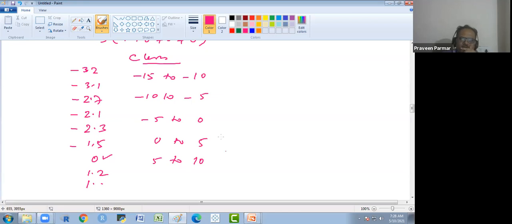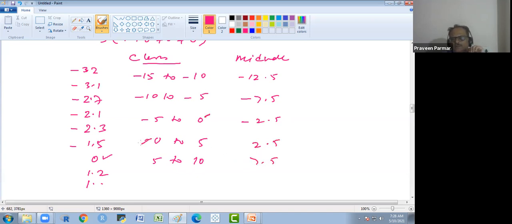Yeah. Now we take the mid value. Okay, for the mid value we add both limits and divide by 2. So it is minus 12.5. It is minus 7.5. It is minus 2.5. It is 2.5. It is 7.5. So you will see we always take the 0 in the upper and the lower limit. So you won't get 0 in the mid value. Does that make sense to you?